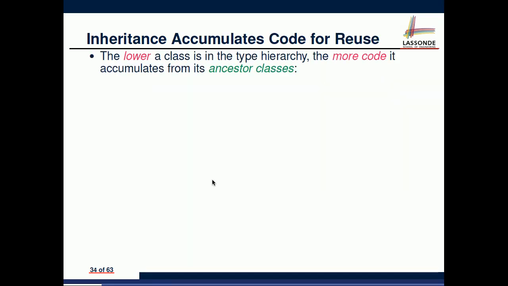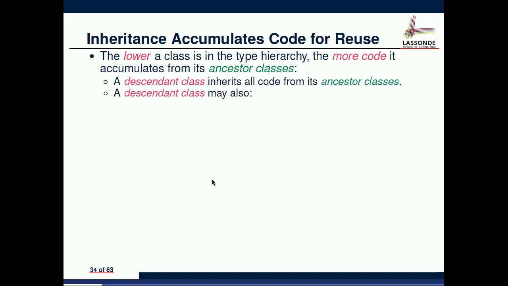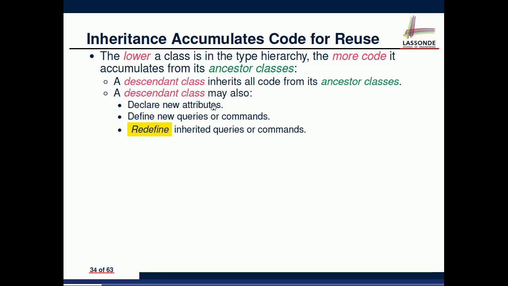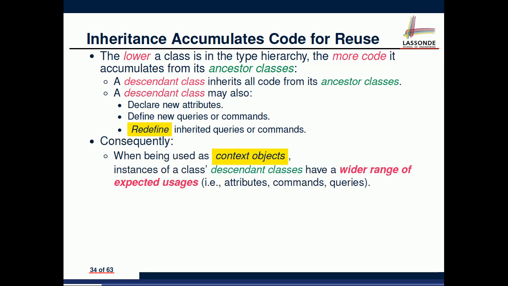So now the lower the class is, that means the more code you will have. For descendant classes, you can have new attributes, new queries, new commands, etc. You can also redefine stuff. Consequently, so now this is really important.